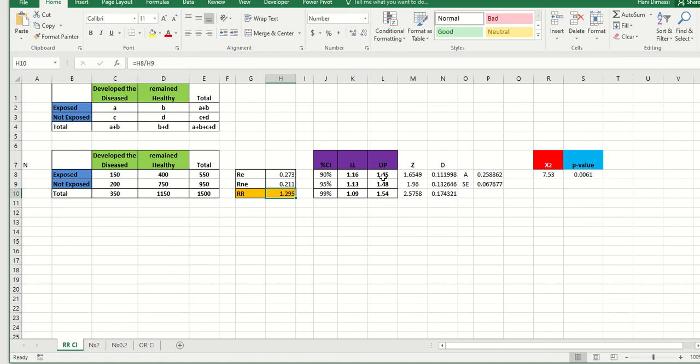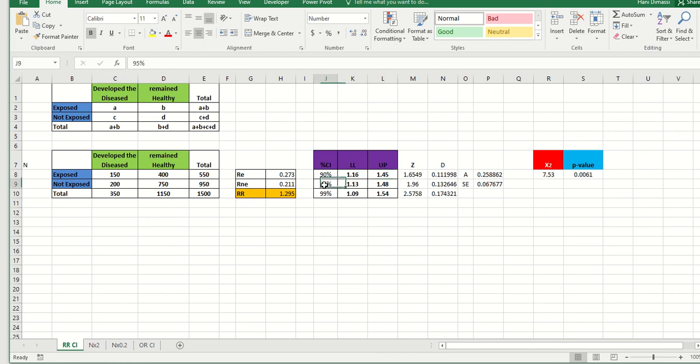Then over here, I'm calculating the confidence intervals, and by clicking, you can see that I'm doing the formula. You don't see the actual cells because they're over here. The P and the N are over here, and that's where I'm doing my formulas. The 90% confidence interval for this relative risk is 1.16 all the way to 1.45.